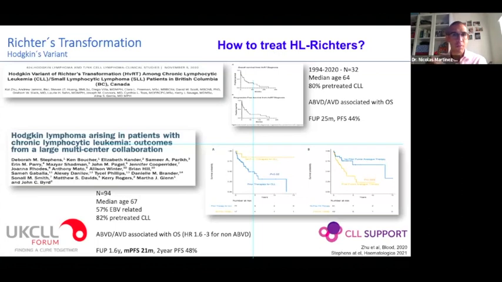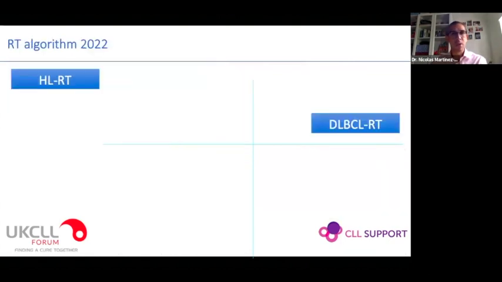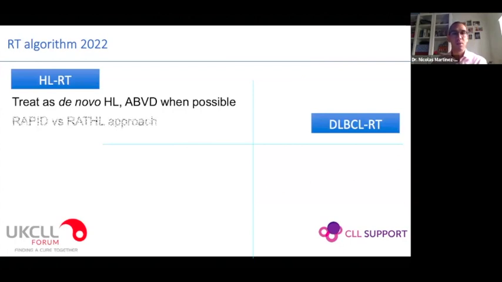The outcome is similar to what happens in the DLBCL Richter's: previously untreated CLLs do a lot better than the previously treated, possibly related to clonal selection, etc., although this is less well studied. So a small algorithm for Hodgkin: treat as de novo Hodgkin, ABVD where possible. There's no data on BCOPP here, and you would think BCOPP would be rarely suitable for most of the patients who have Hodgkin Richter's, so ABVD/AVD is probably the answer.